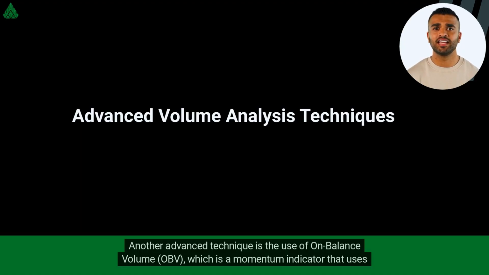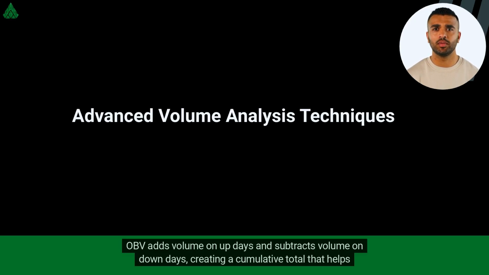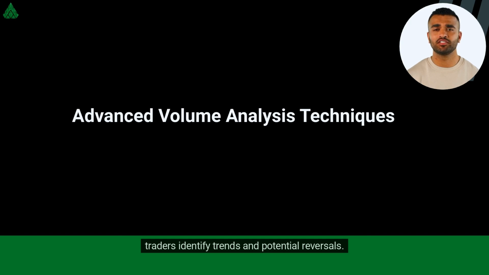Another advanced technique is the use of on-balance volume, OBV, which is a momentum indicator that uses volume flow to predict changes in stock price. OBV adds volume on up days and subtracts volume on down days, creating a cumulative total that helps traders identify trends and potential reversals.